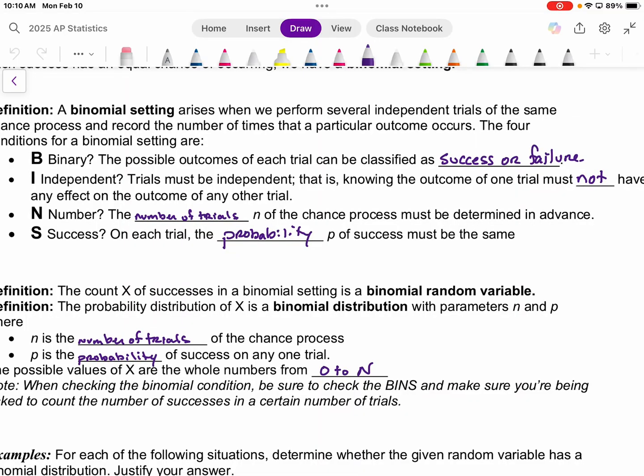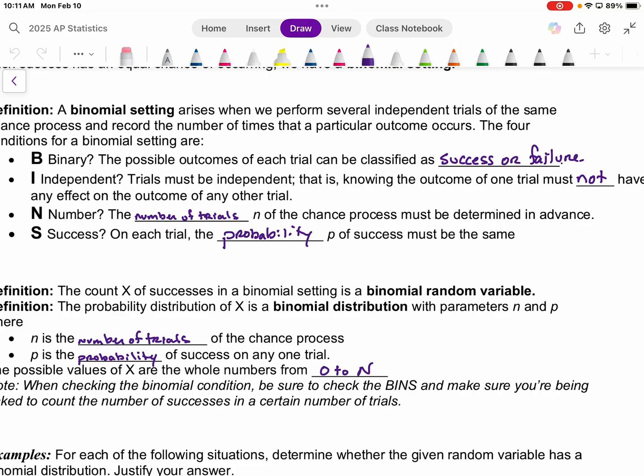And then the N stands for the total number of trials. N of the chance process must be determined in advance. So before the process even starts, we have to know there's a fixed number of trials. And then S, success: for each trial, the probability P of success must be the same. So it can't change as we do each repetition. It's got to be the same probability every single time.